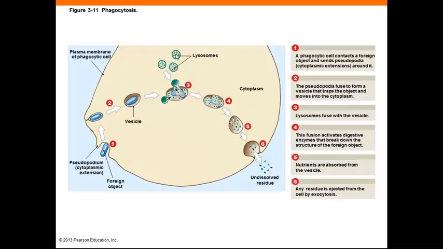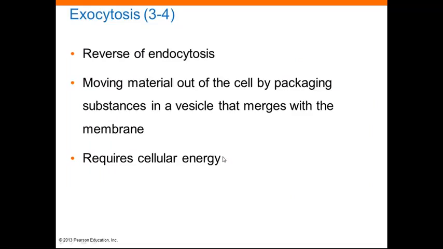And then from there we have lysosomes again fusing with this vesicle to digest that foreign product, and then releasing it back into the extracellular environment. And so that process of releasing the contents of this vesicle back out into the extracellular environment, and that vesicle then fusing and becoming part of the cell membrane again, that process is exocytosis. And so essentially it's the reverse of endocytosis, of moving material out of the cell by packaging substance in a vesicle that merges with the membrane. And again, this is going to require cell energy, because again, you're moving large substances around in the cell.